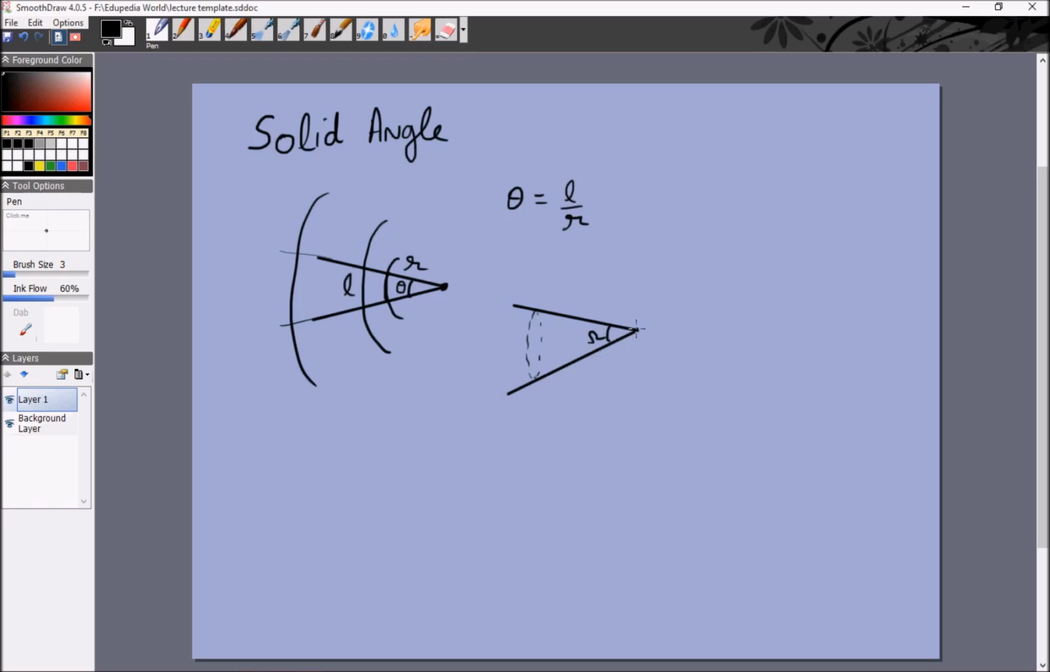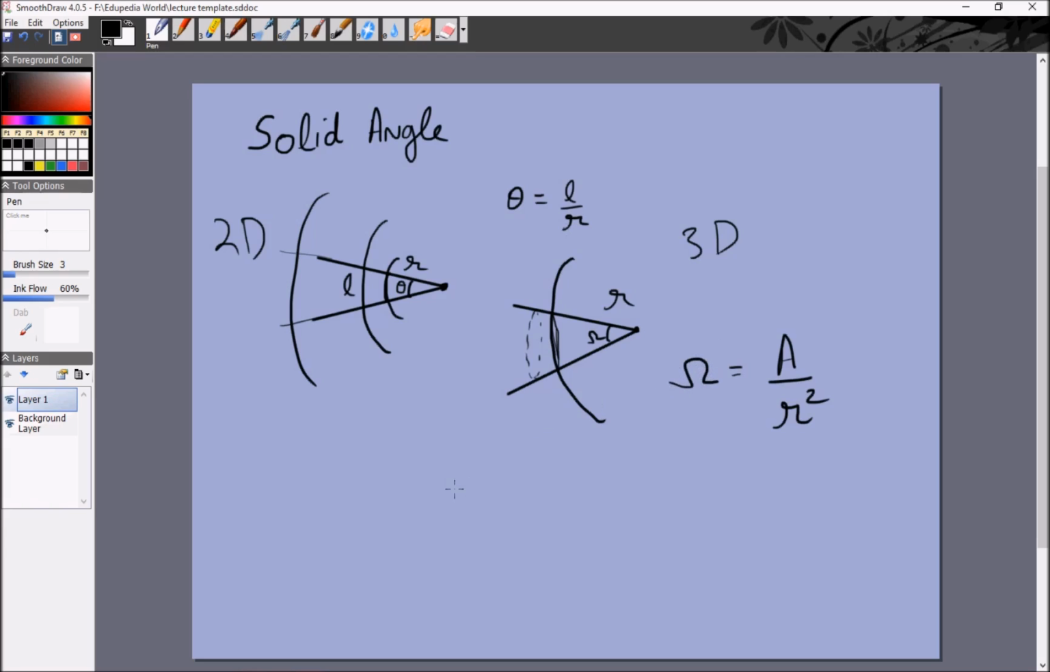We take this vertex in this case as the center, and we construct a sphere of any radius whatsoever. Here it was a circle, this is a two-dimensional figure. Here it's a sphere, this is a three-dimensional figure. And in this case, the solid angle is defined as the area of this section of the sphere divided by r squared. Now area has a dimension of r squared and r squared has the same dimension. So solid angle, just like plane angle, is a dimensionless quantity.